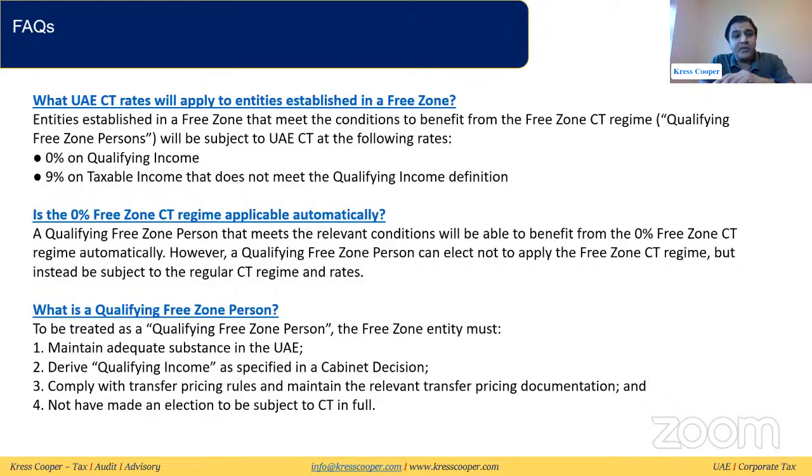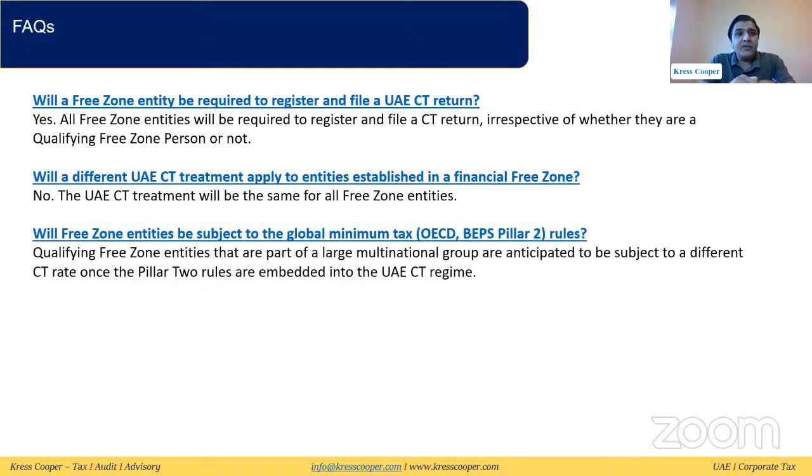So what is a qualifying free zone person? We have already discussed that there are 4 conditions: maintain adequate substance in the UAE, derive qualifying income, comply with transfer pricing rules and maintain transfer pricing documentation, and not have made an election to be subject to corporate tax. If these 4 conditions are fulfilled, then we say the person is a qualifying free zone person. Will a free zone entity be required to register and file a UAE return?